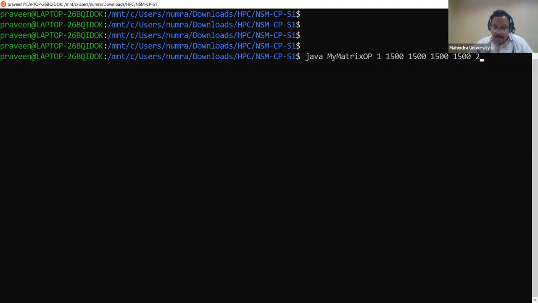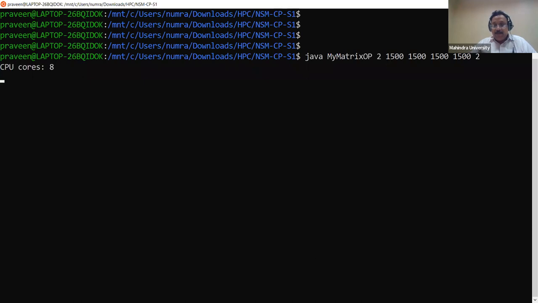Suppose option is 2. When we look at the number of arguments, the first argument is the number of threads. The next two arguments are the rows and columns of the first matrix. The next two are the rows and columns of the second matrix. And the last one is the choice. Suppose choice is 2, that means we are going to perform that particular matrix multiplication using many threads.